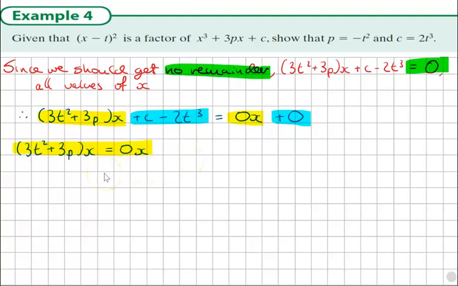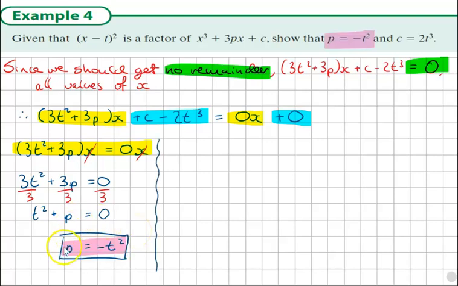So focusing on the x terms now, the yellow parts. So I have 3t squared plus 3p x is equal to 0x. The x's will cancel. So we have 3t squared plus 3p is equal to 0. And dividing across by 3, we get t squared plus p is equal to 0. So p is equal to minus t squared. And that's what we were asked to show. That's one of the things that we were asked to show. So p is equal to minus t squared.